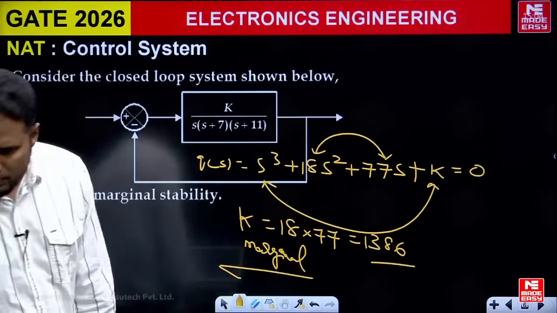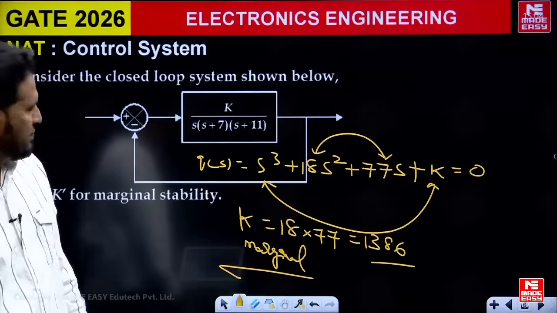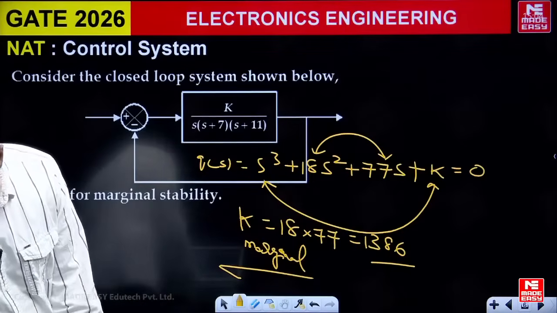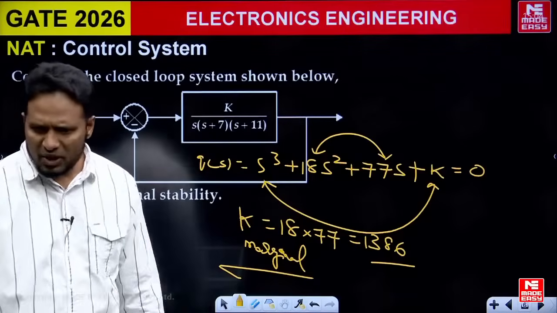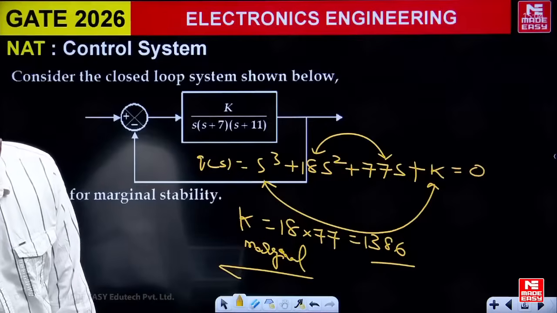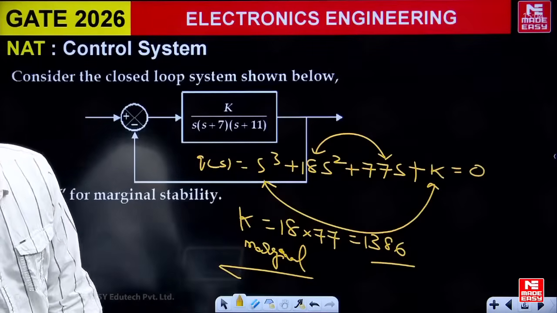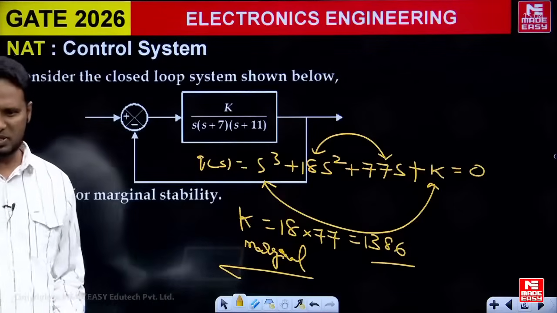Right? You multiplied 18 by 27 instead of 77. Oh, a mistake was made.